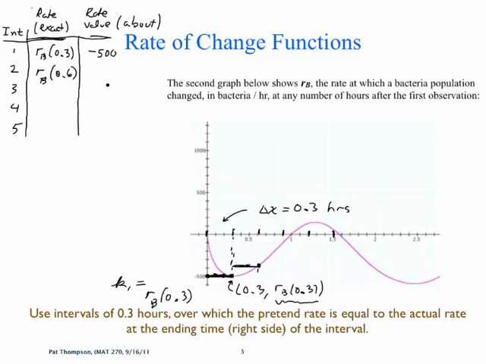Okay, and so is that about negative 400? We'll use that. You can say negative 350, something like that. 375? Okay. So how about interval 3?